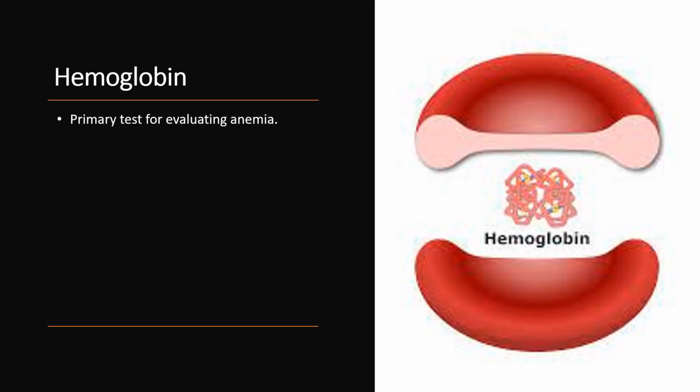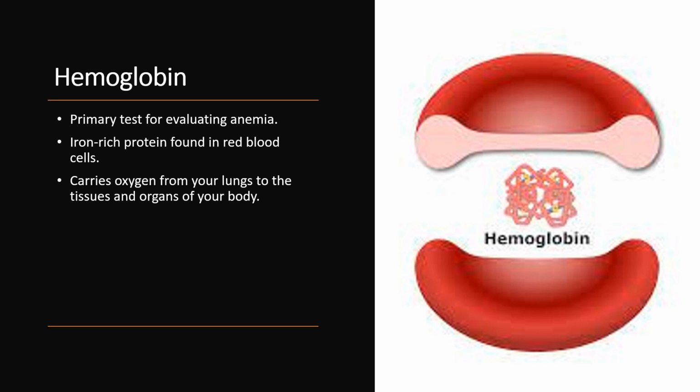Hemoglobin is the primary test used in the dialysis world for evaluating anemia, or how many red blood cells are actually in the blood vessel. Hemoglobin is an iron-rich protein found inside of red blood cells, which gives them their unique red color. It is primarily responsible for carrying oxygen from your lungs to the tissues and organs of your body. A hemoglobin test measures the volume of the protein hemoglobin found in your red blood cells.